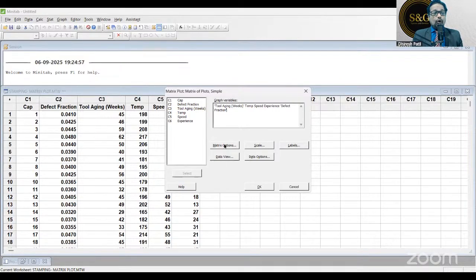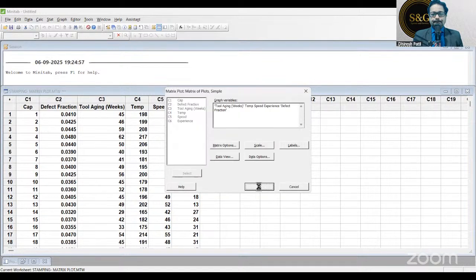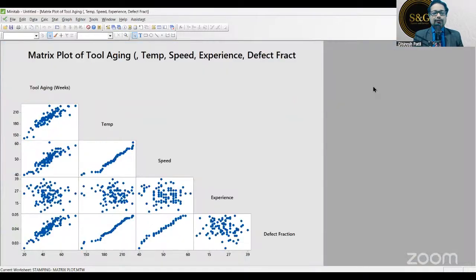Now you go to the matrix option. And here, in matrix display, you have to make one change. Instead of full display, you have to go for lower left. Just do this. Instead of full display, just go for lower left, and click on OK. And now you click on OK. You might have got this kind of a graph. Got a graph, everybody?